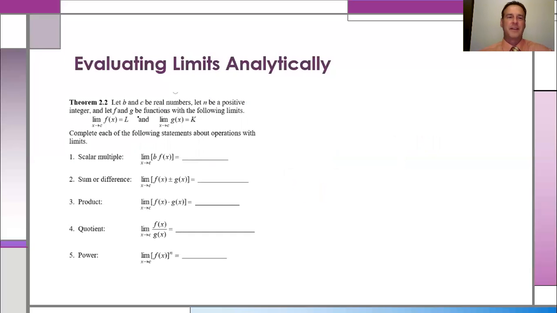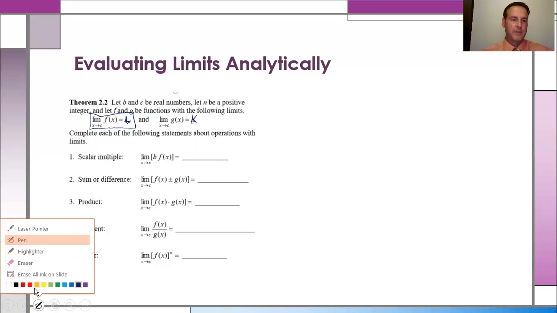Okay, now other ones. These only make sense if you look at the directions. So I'm going to put this in blue. And all it says is the limit as x approaches c for f of x is equal to L. So they're giving you an answer here. They're calling it L. And the limit as x approaches c, the same limit, for g of x is equal to k. So they're giving you the answer to this. They're calling that k.